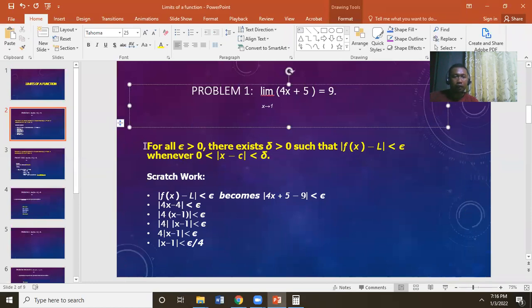Using the definition of the limit of a function, we have the absolute value of f of x minus the limit is less than epsilon. Substituting, that is the absolute value of 4x plus 5 minus 9 less than epsilon. We simplify: absolute value of 4x minus 4 less than epsilon. We factor out: absolute value of 4 times x minus 1 is less than epsilon. We separate them: 4 times the absolute value of x minus 1 is less than epsilon. We divide by 4 on both sides, so the absolute value of x minus 1 is less than epsilon over 4.